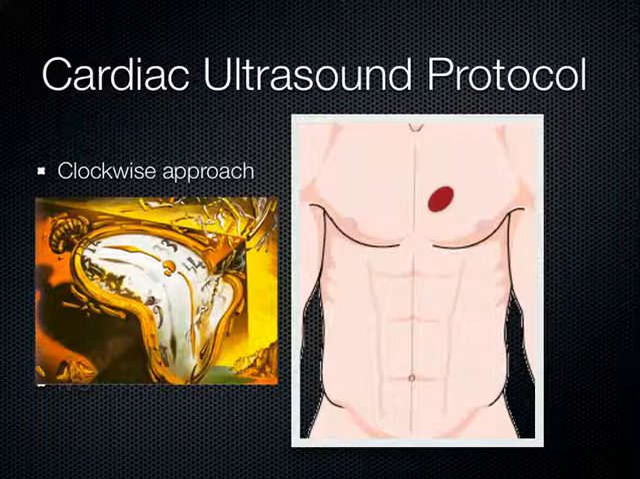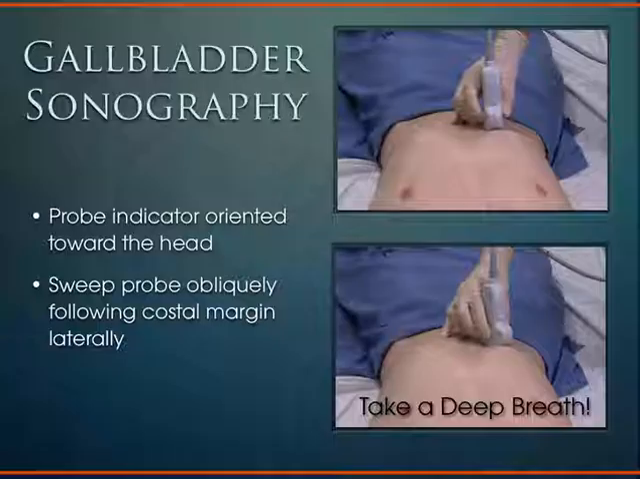And then, with the indicator still aimed to the patient's right, you could slide down to the apical 4-chamber view and 5-chamber view, and then with the indicator still to the patient's right, you can slide it around clockwise to the subcostal view. So parasternal long, parasternal short, apical 4-chamber, apical 5-chamber, subcostal view. There are other views of the heart that we have not discussed yet that we may get into as the year progresses. Moving now to the gallbladder.